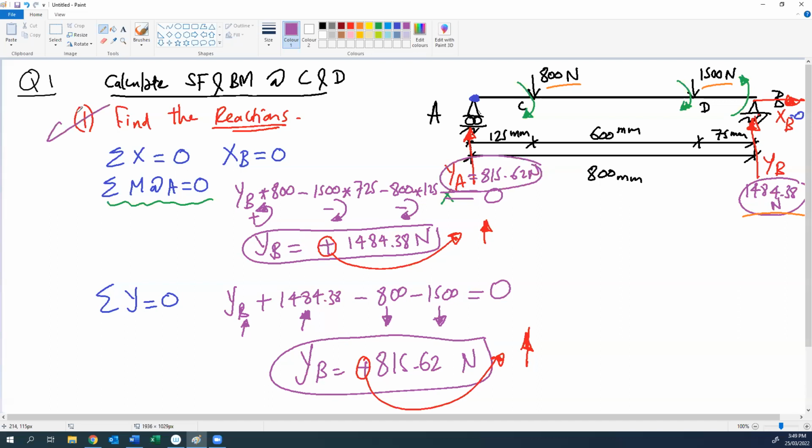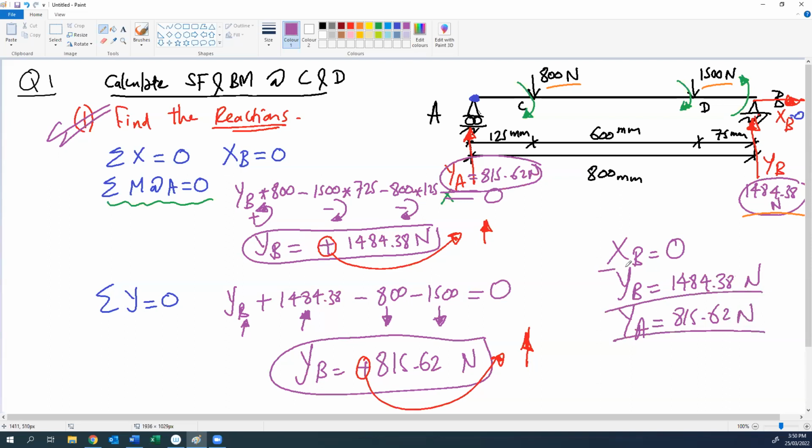These are the reactions. So now we finalize the first step and we have found the reactions. XB equal to 0, YB equal to 1484.38 newton, and YA equal to 815.62 newton. So these are the three reactions we have. And now we can go to the next step. Okay, so I will save this one.